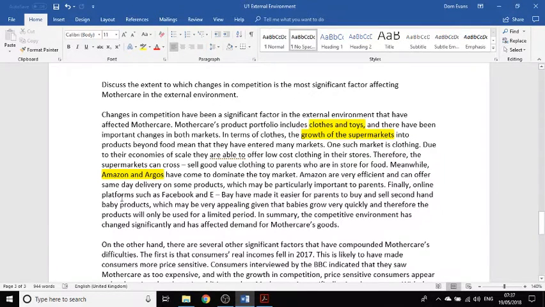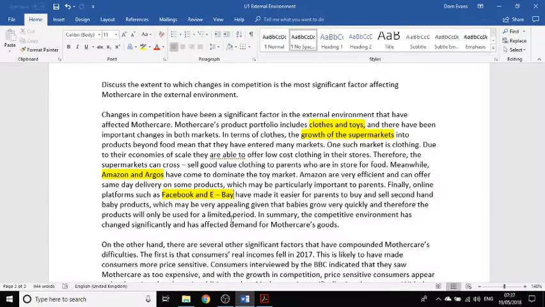Finally, online platforms such as Facebook and eBay have made it easier for parents to buy and sell second-hand baby products, which may be appealing given that babies grow very quickly and therefore the product will only be used for a limited period. So with each of these things, I've developed it.